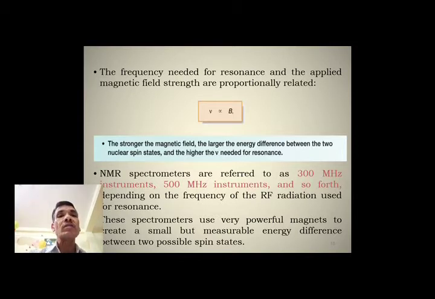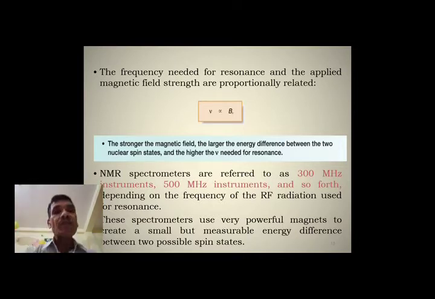by the equation nu is equal to K into B0 or H0. That is, the frequency of radiation is directly proportional to B0. If stronger is the magnetic field, then the larger is the energy difference between the two nuclear spin states, and the higher is the value of nu needed for resonance.